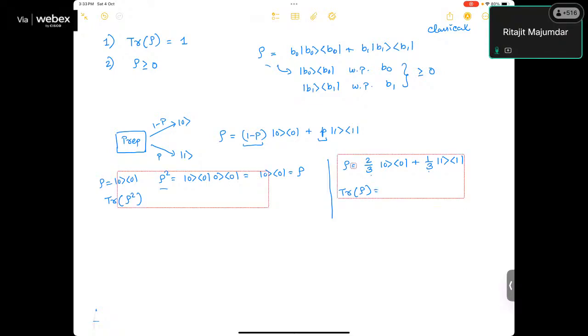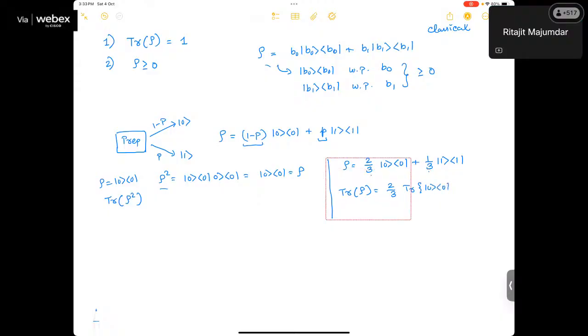Well, the trace of rho for this is again 2/3 trace of |0><0| plus 1/3 trace of |1><1|. What should be the trace of |0><0|? We can do a simple mathematical calculation and show that it should be 1. We can do another argument.